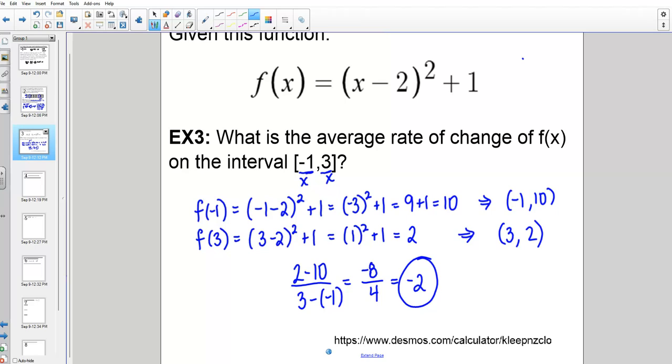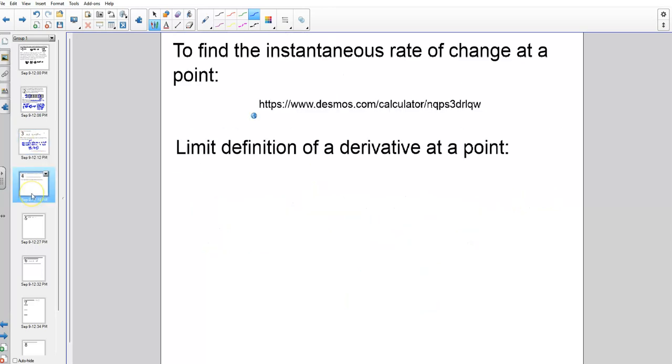So if you get this, still just a slope formula. You got to plug in to get those points on your endpoints, but still just a slope formula. But as I have been saying, average rate of change is not really that much of a calculus topic. What we really are interested in is the instantaneous rate of change. So let's see if this one's going to work.